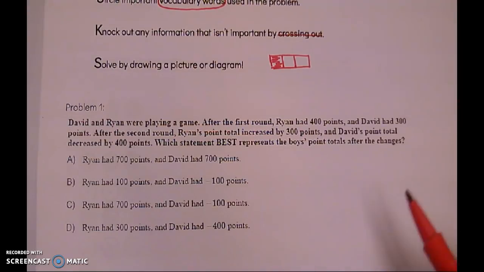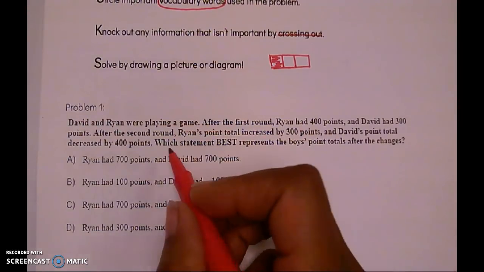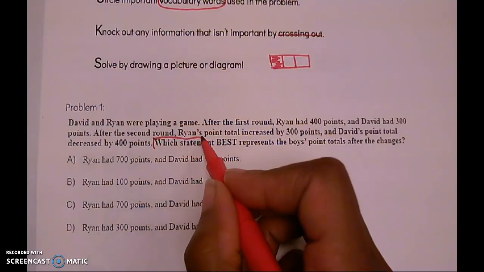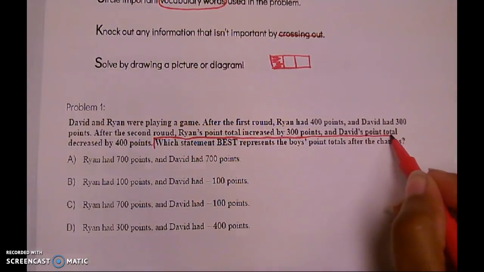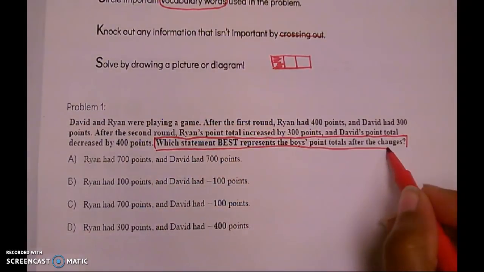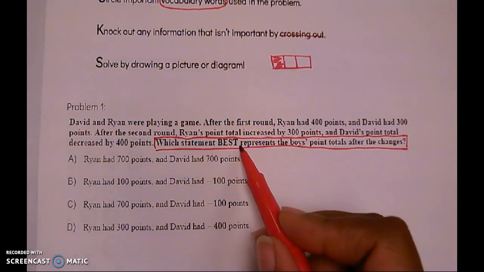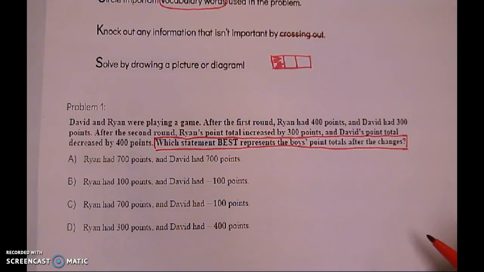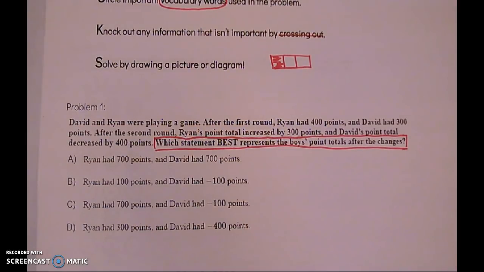The first thing I'm going to do is box the main question. The main question here is, which statement best represents the boys' point totals after the changes? Which statement best represents? Next thing I'm going to do is underline any important information I need, and I'm actually going to use a different marker to do that.